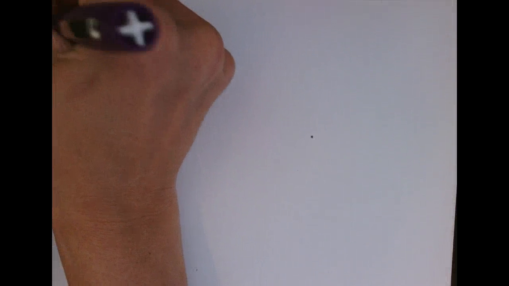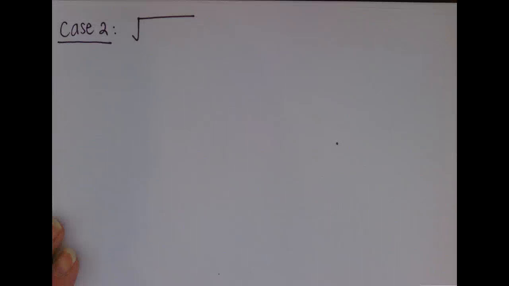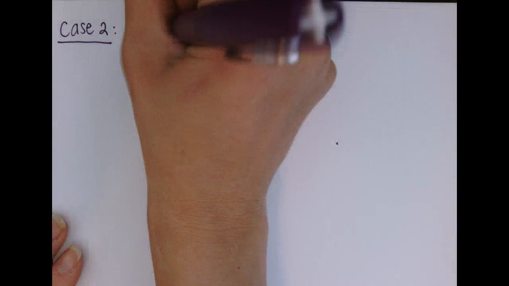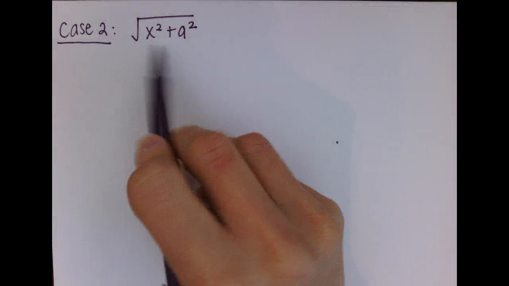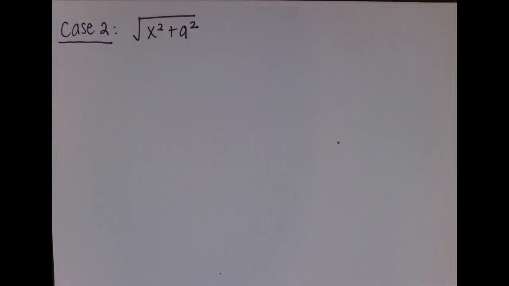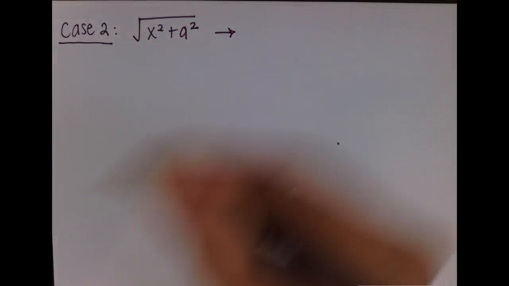Okay, so case number 2. Case number 2 is going to involve the square root of x squared plus a squared, or the other way around, because with addition it doesn't matter which order things are added. But instead of a minus sign, we're going to have a plus sign. So let's take a look at which scenario that is derived from.